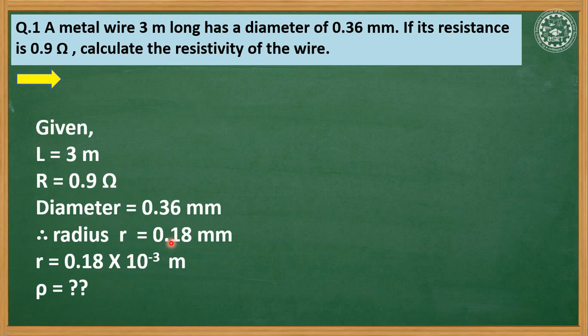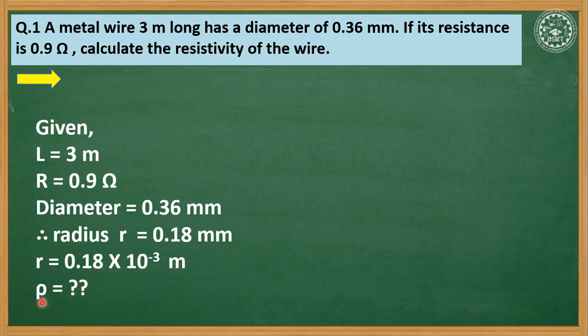In SI system we have to write down the quantity having particular units. So we converted the mm into meter. 1 mm is equal to 10 raised to minus 3 meter. That's why 0.18 mm means 0.18 into 10 raised to minus 3 meter.